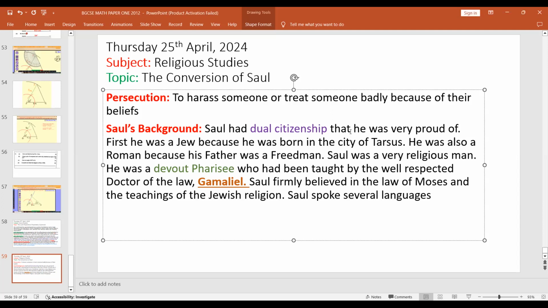Saul had dual citizenship that he was very proud of. First, he was a Jew because he was born in the city of Tarsus. He was also a Roman because his father was a freedman. Saul was a very religious man. He was a devoted Pharisee who had been taught by the respected doctor of the law, Gamaliel. Saul firmly believed in the law of Moses and the teachings of the Jewish religion. Saul spoke several languages. Very good.